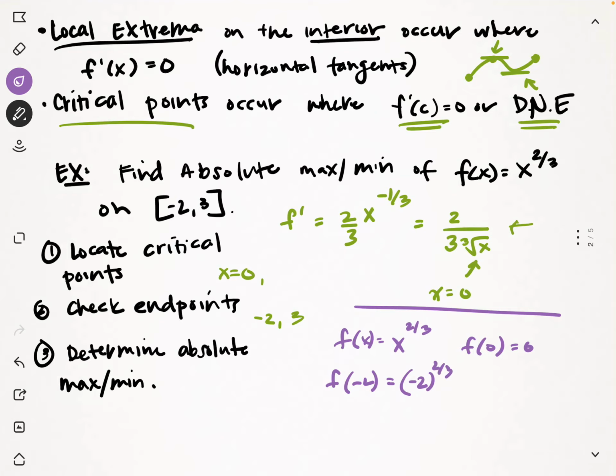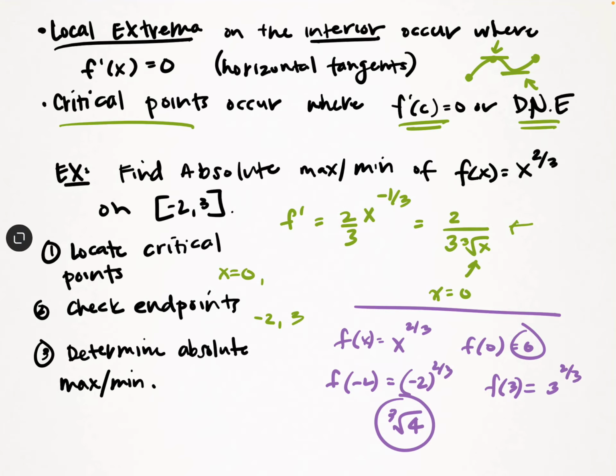So that's going to be -2 squared is 4. And then the root is 3. So we have this, and then we have the last one, which is 3. So f of 3 is going to be 3 to the 2/3. All right, so 3 squared is 9.